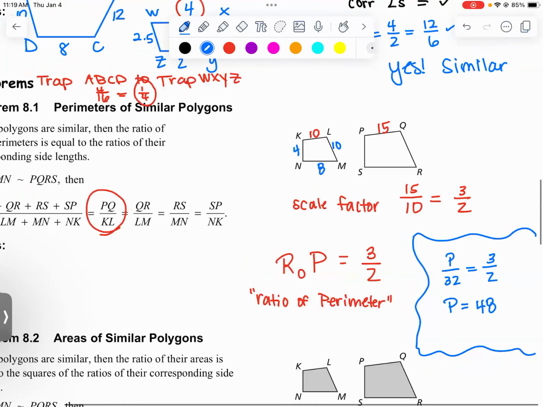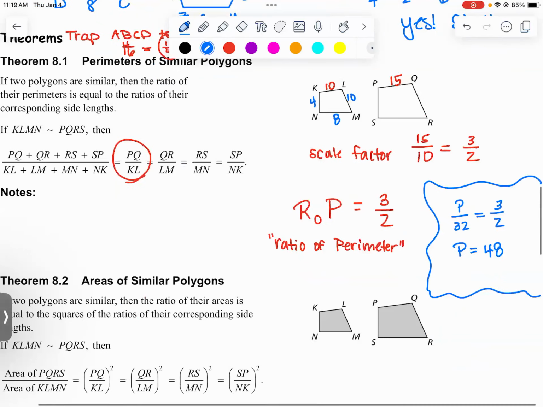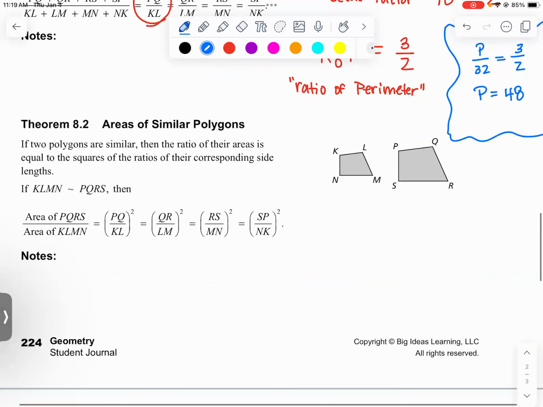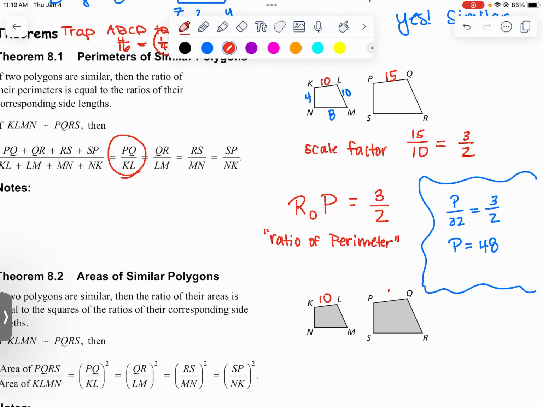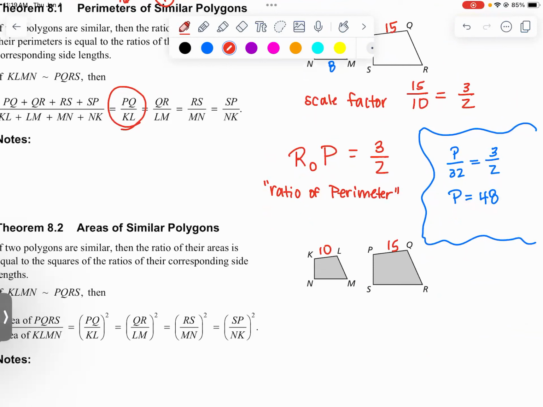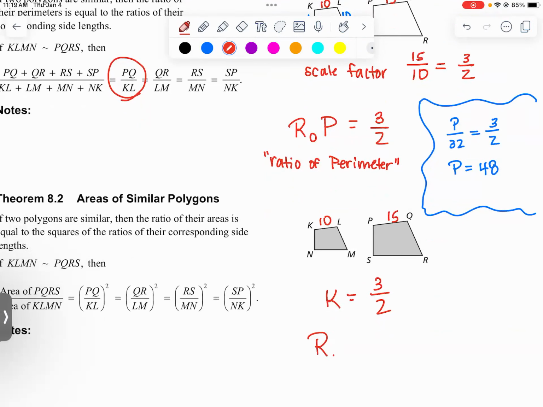Same thing, but now with area. We can take a scale factor, so let's go back to this being 10 and 15. We know that our scale factor is 3/2. So when we talk about the ratio of the area, it's that same scale factor, but squared. That makes sense, area. We talk about square units. Okay, so the ratio of our area is 9:4, since our scale factor is 3:2.